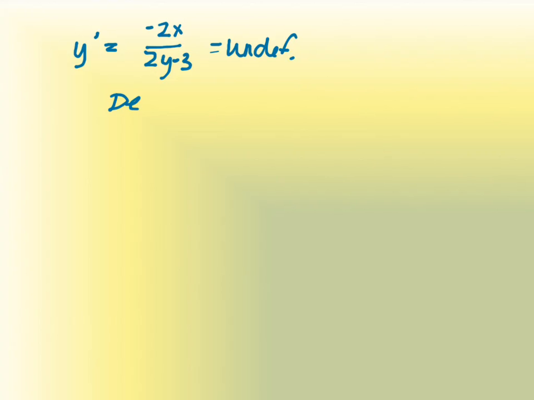So how in the world do I take y prime equal to negative 2x over 2y minus 3 and make this undefined? Good. This one is equivalent to letting my denominator equal 0. So if my denominator equals 0, what would y equal? 3 halves. So add the 3 to the right, and then divide by 2.